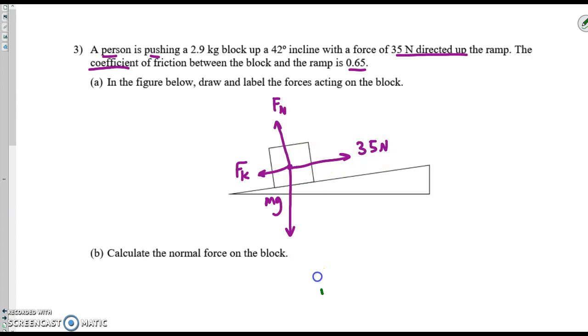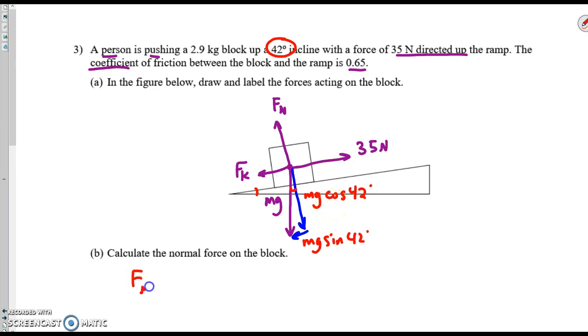Remember, we're imagining tilted axes. 3 of the 4 forces are already on the axes, but gravity has components because it's not on the axis. So let me draw those components in. If the angle of the incline here is 42 degrees, then this angle is also 42. So we have mg cosine 42 and mg sine 42. The x component is opposite the angle.